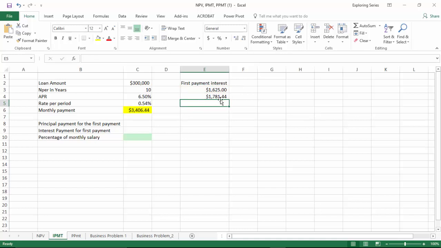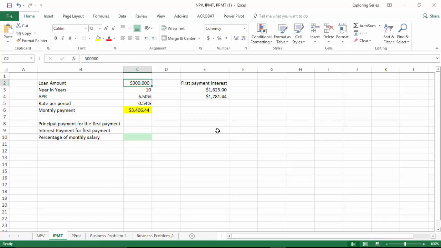Leaving us with 1,781.44. The remaining balance after you subtract the interest from the total payment is the principal. This amount, 1,781.44, goes to reducing the total amount of $300,000 that you owe. Easy enough. But here's the catch.